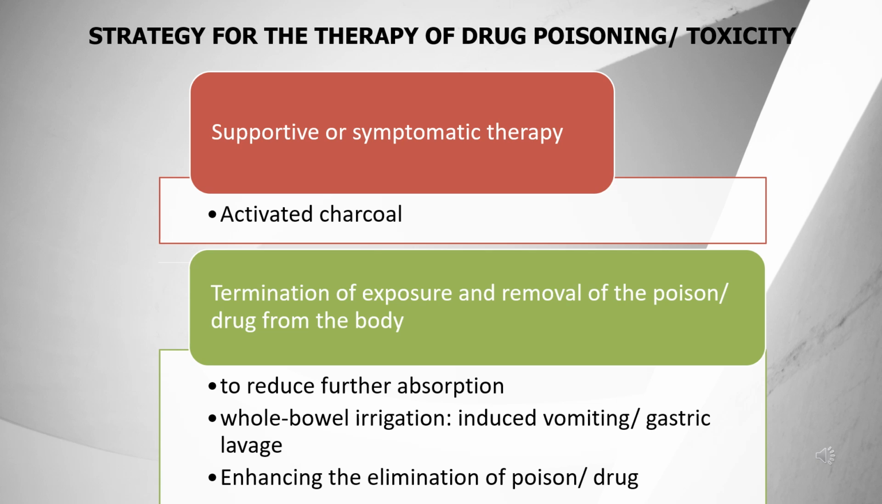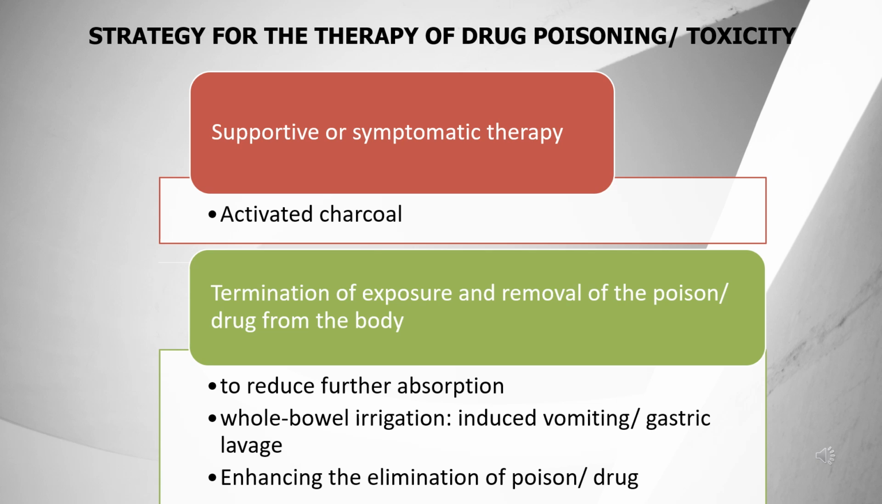For example, oral administration of activated charcoal. It is created through controlled pyrolysis of organic matter, and it is activated through steam or chemical treatment, which increases its internal pore structure and also adsorptive surface capacity. So the surface of activated charcoal contains carbon moieties that are capable of binding the poison or the drugs.